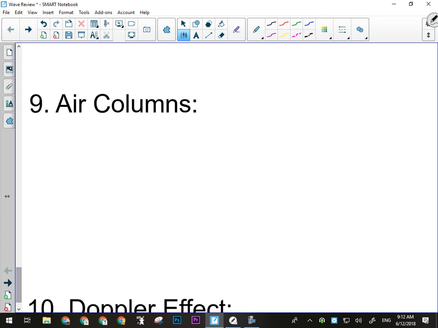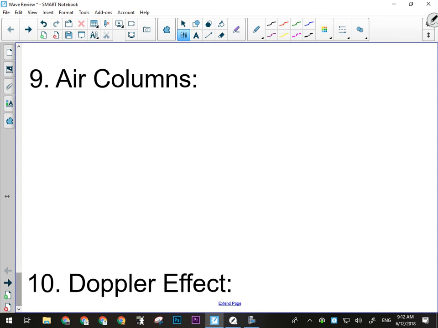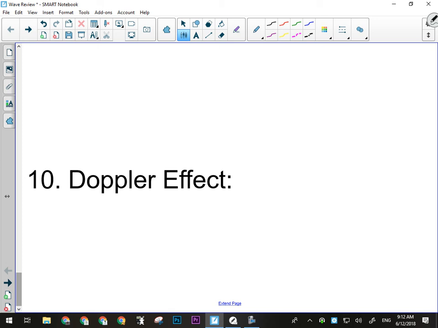Okay, and then standing wave problems. Oh, sorry. Air columns have to do with standing waves. Sorry, and then Doppler effect. Oh, totally forgot about that. That's what we did yesterday. There will be 2 questions in the multiple choice on that, and 1 problem in the written response. Just like the ones we worked on yesterday.